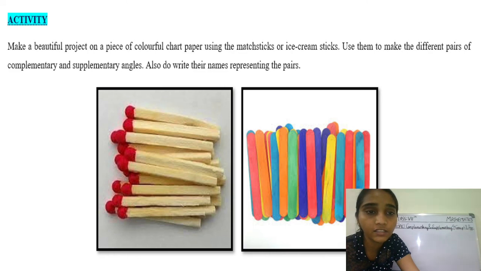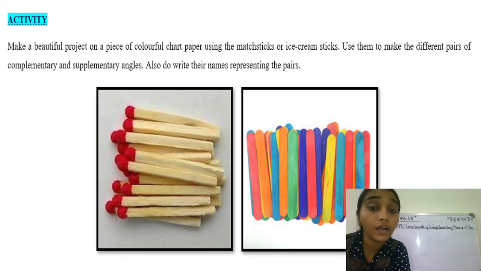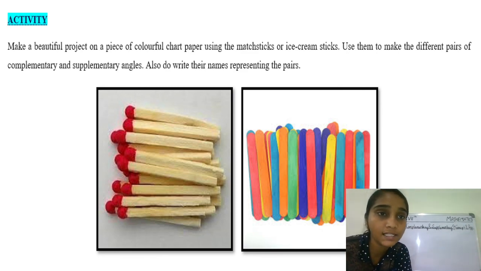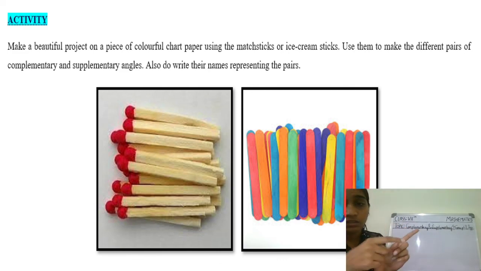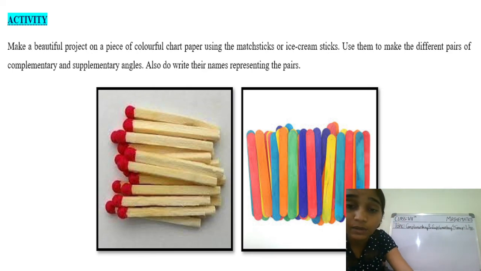And students, there is one activity over here. You have to make a beautiful project using ice cream sticks or matchsticks. You have to make different pairs of complementary and supplementary angles. You have to measure them all using a protractor. Don't make them randomly. Write their names representing the pair, which pair is representing complementary angles and which pair is representing supplementary angles. So if you make it using matchsticks, measure the angles with the help of a protractor, and make two pairs such that their sum is 90 degrees and one sum is 180 degrees, supplementary.